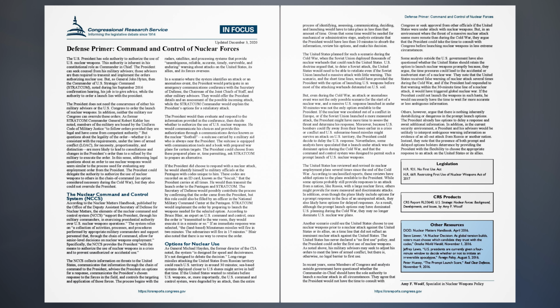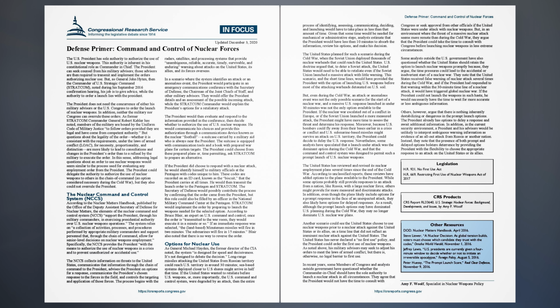U.S. doctrine argued that, to deter a Soviet attack, the United States would need to be able to retaliate even if the Soviet Union launched a massive attack with little warning. This scenario, and the short timelines, would have provided the president with the option of launching U.S. weapons before most of the attacking warheads detonated on U.S. soil. But, even during the Cold War, an attack or anomalous event was not the only possible scenario for the start of a nuclear war, and a massive U.S. response launched in under 30 minutes was not the only option available to the president.